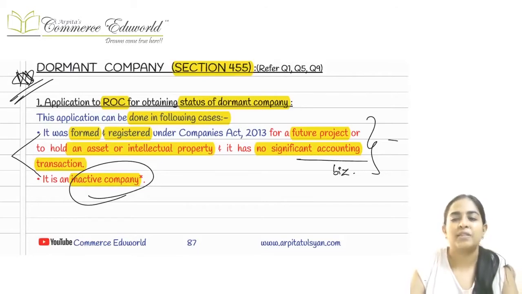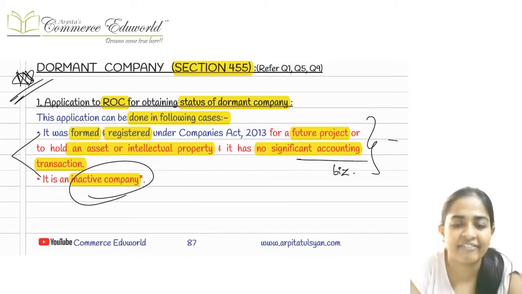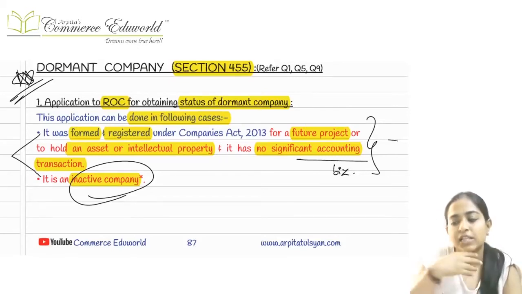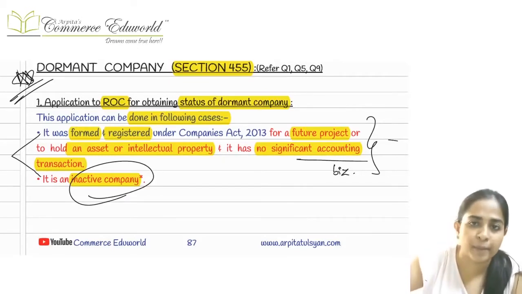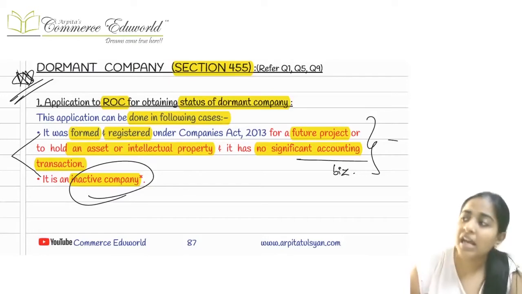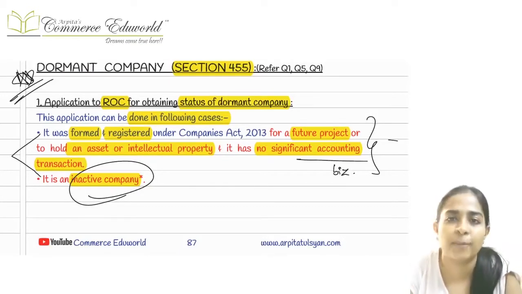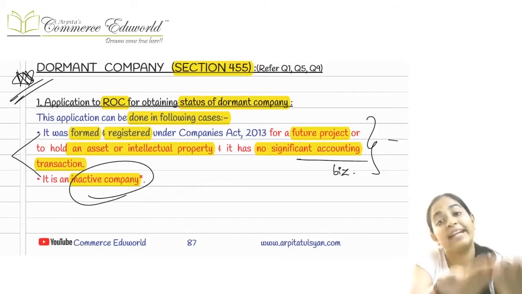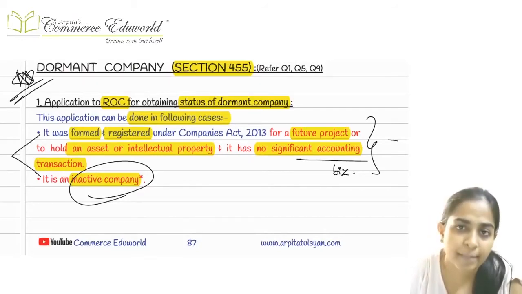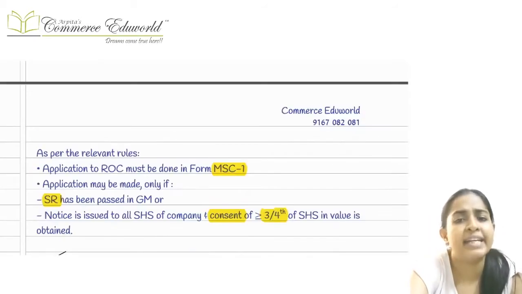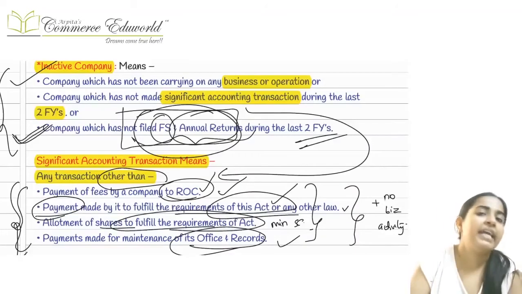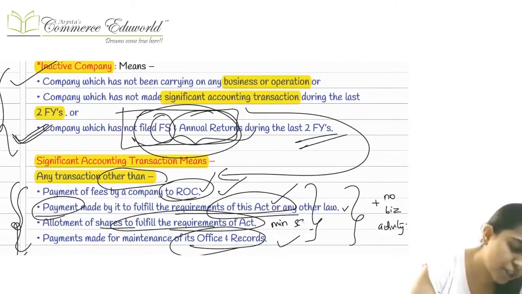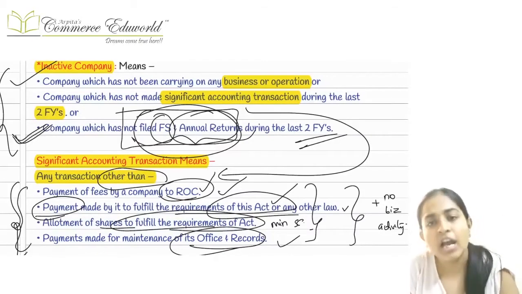Dormant company is explained in section number 455, where they say that if the company is formed for a future purpose, the company has been incorporated, but it has been formed for a future project, then in that case, it can make an application to the ROC for getting the status of a dormant company. Or alternatively, if the company is an inactive company, then the company can make an application to the ROC for getting the status of a dormant company.